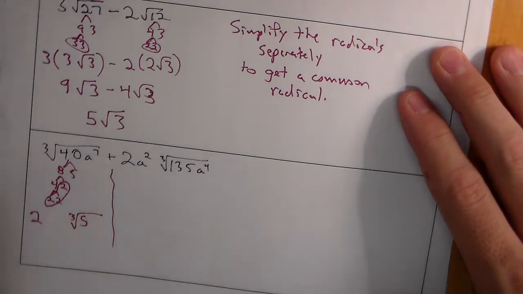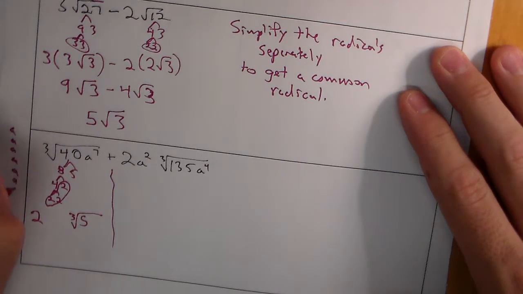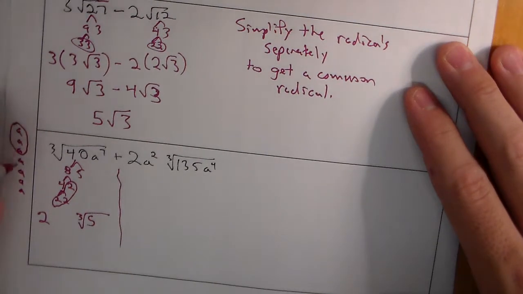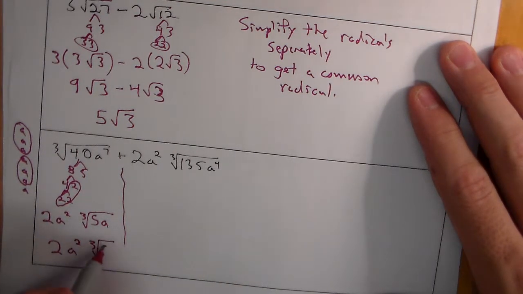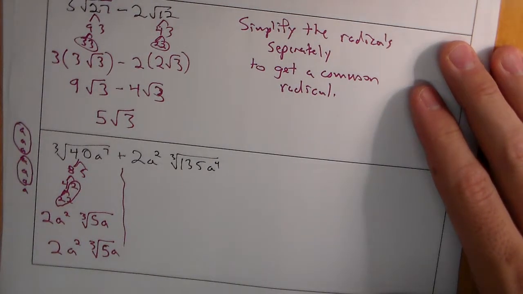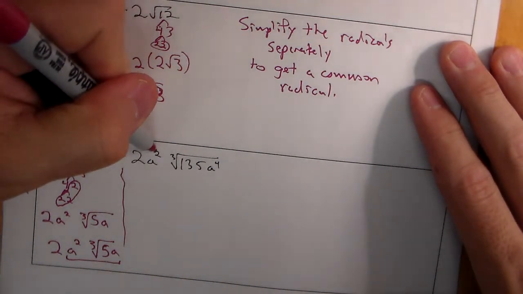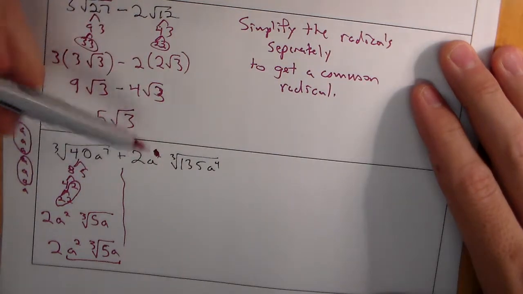A to the 7th, if I had 7 of them, in sets of 3, 2 sets come out, 1 left inside. So this is now 2a squared cube root of 5a. Simplify down, this is what I have. I need the other term to look like this. I'm going to make one little fix here. That should just be an a.